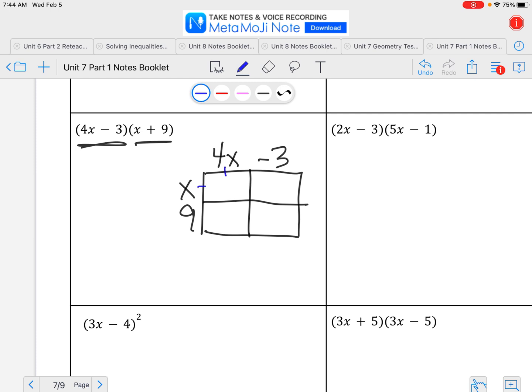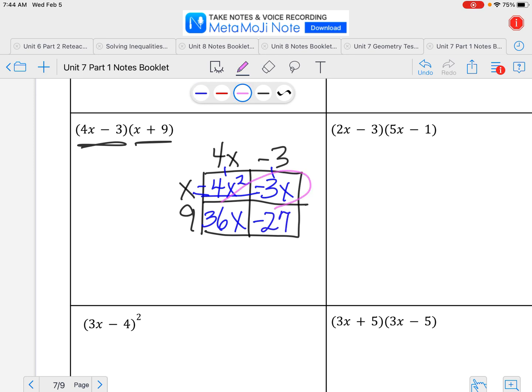So these two lead to this box, so I multiply them and I get 4x squared. These two lead to this box. I multiply them, negative 3x. Multiply these and get 36x. Multiply the constants, negative 27.